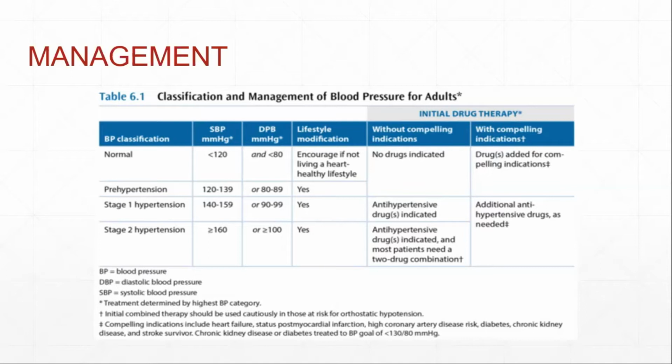Stage 1 hypertension is a systolic of 140 to 159 and a diastolic of 90 to 99. And stage 2 hypertension is greater than 160 for systolic and greater than 100 for diastolic. In normal and pre-hypertensive states, only lifestyle modification is needed to manage the disease. But in stage 1 and stage 2 hypertension, lifestyle modification and antihypertensive medication is needed to manage the disease.